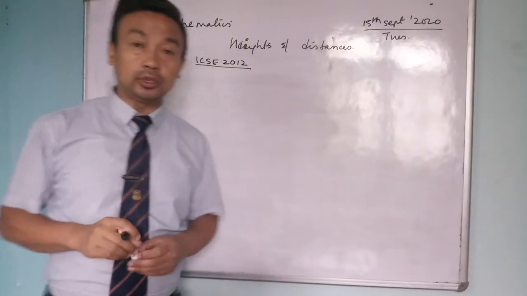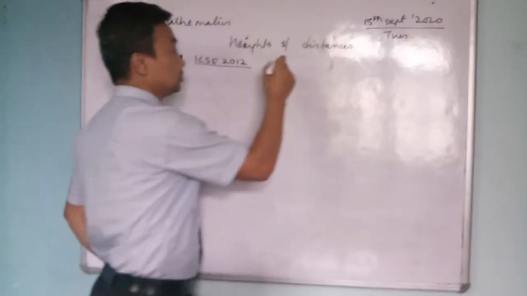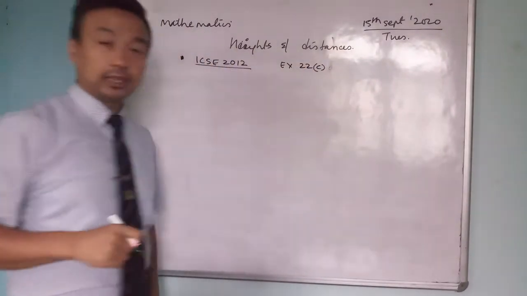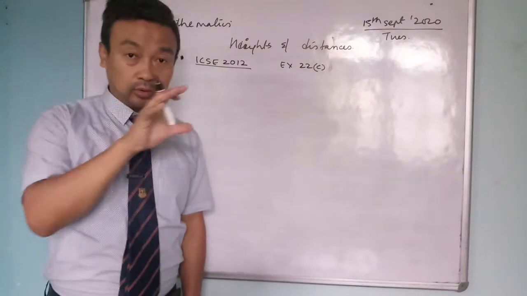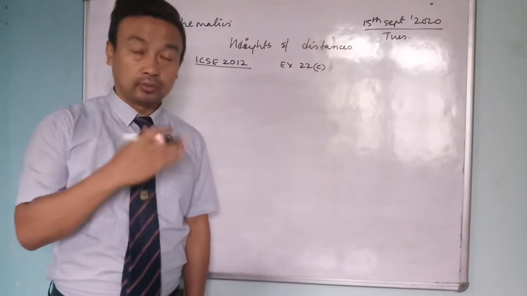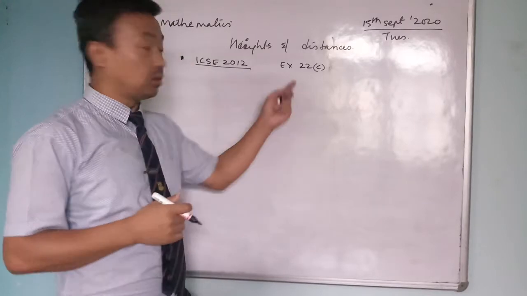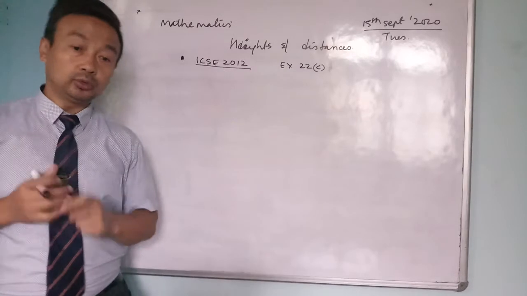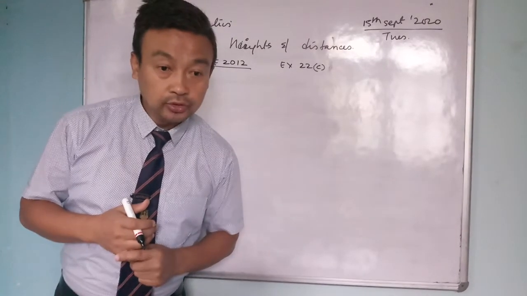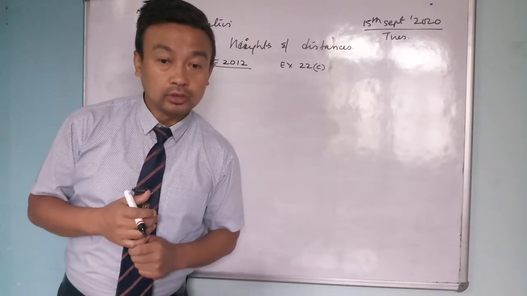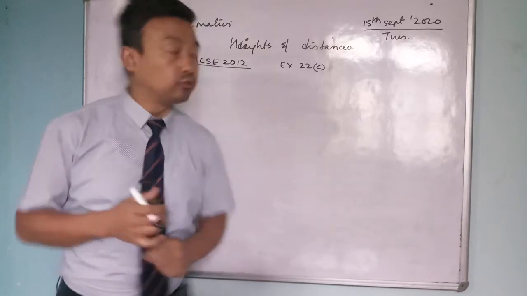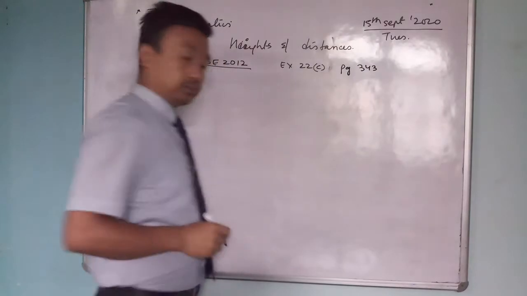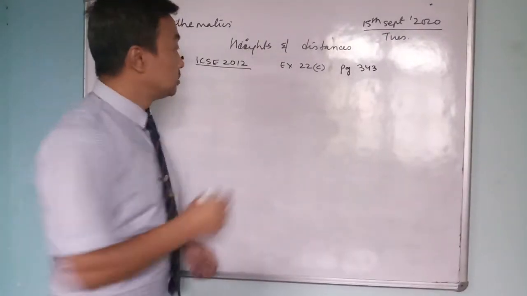In your textbook it is exercise 22C. Please see, it is the third exercise in heights and distances. I am not solving all the exercises in order, I am just taking the important and ICSE questions because all the questions are similar. It is on page number 343, question number 17.